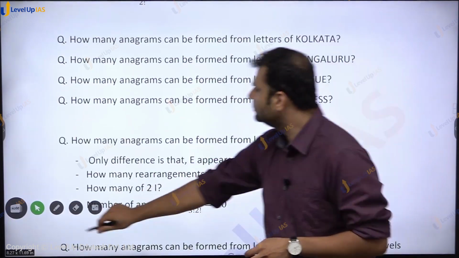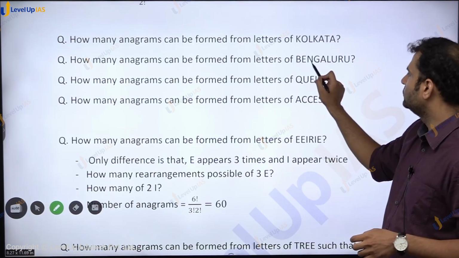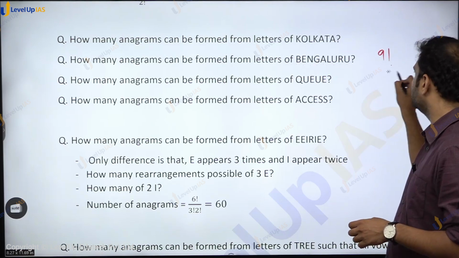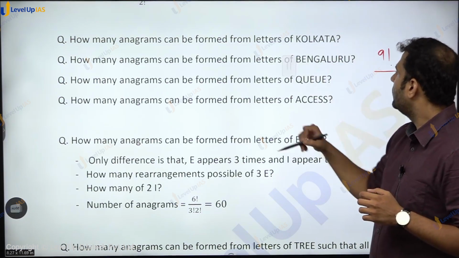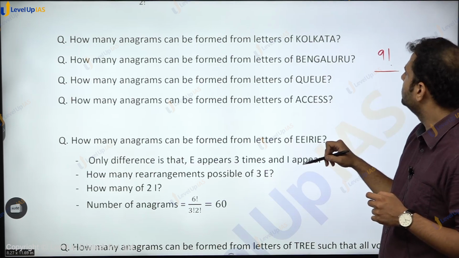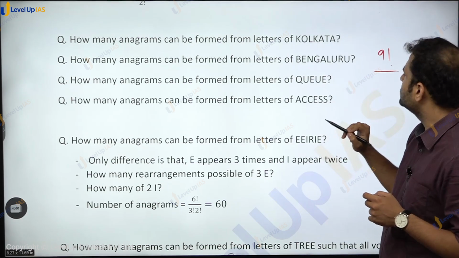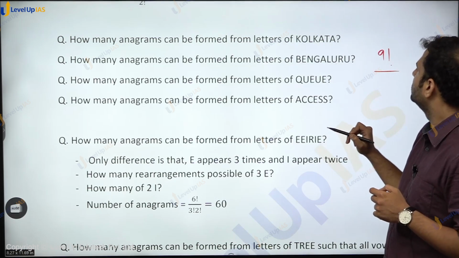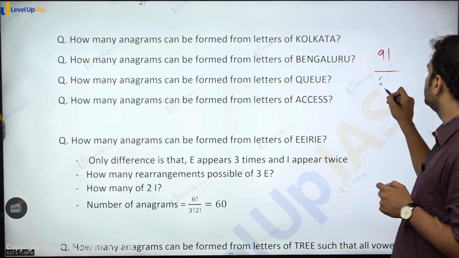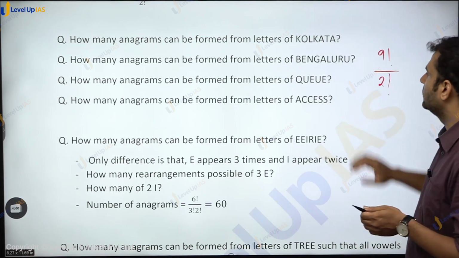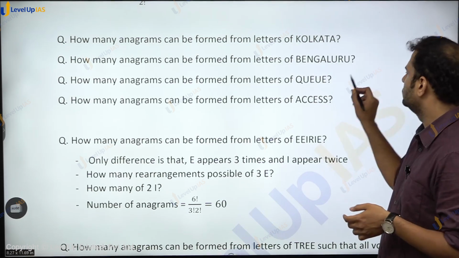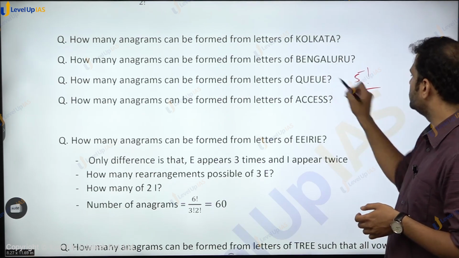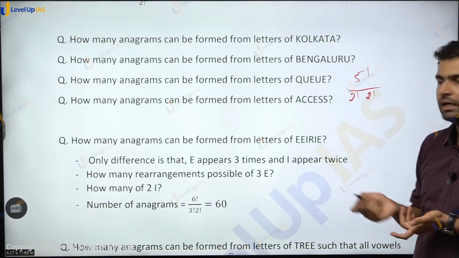How about Bengaluru? Bengaluru, 1, 2, 3, 4, 5, 6, 7, 8, 9. So 9 factorial for a 9 letter word. And what has happened? What has repeated? यहाँ पे U has been repeated 2 times. Nothing else is repeated. है ना? Right? Only U has been repeated, so it is divided by 2 factorial. Bas, that is all. Next is Queue. 5 factorial divided by, this is for U, this is for E. Fine, this is the answer.